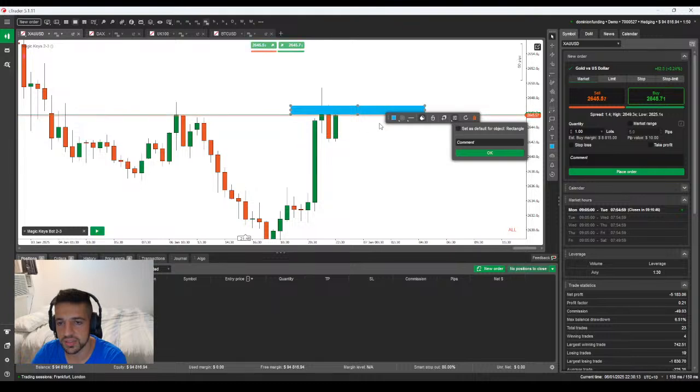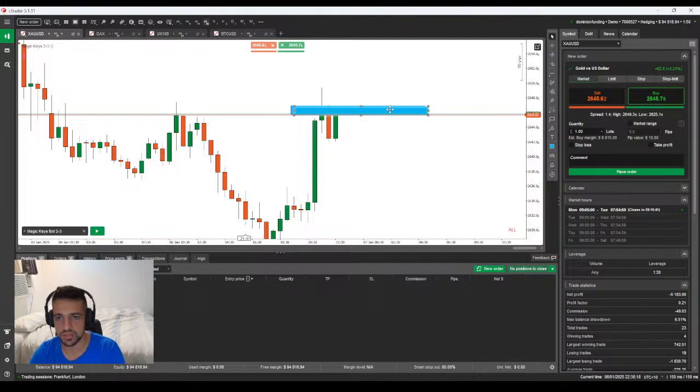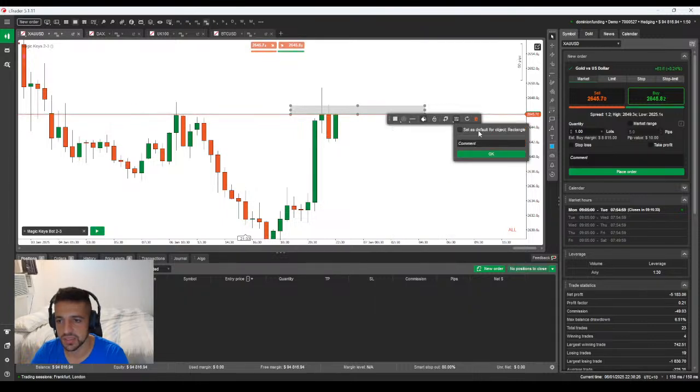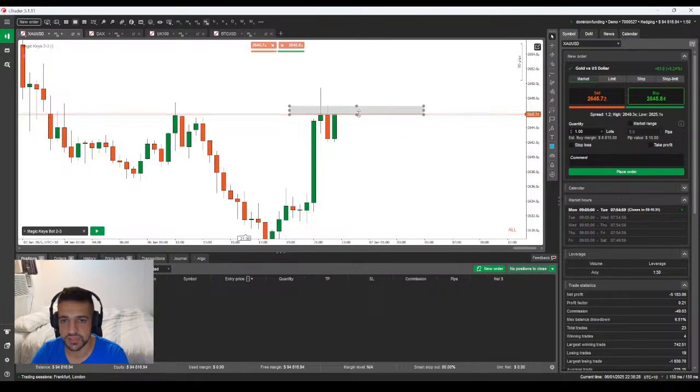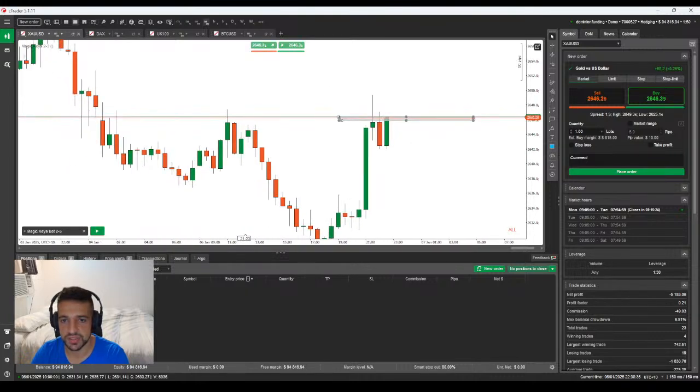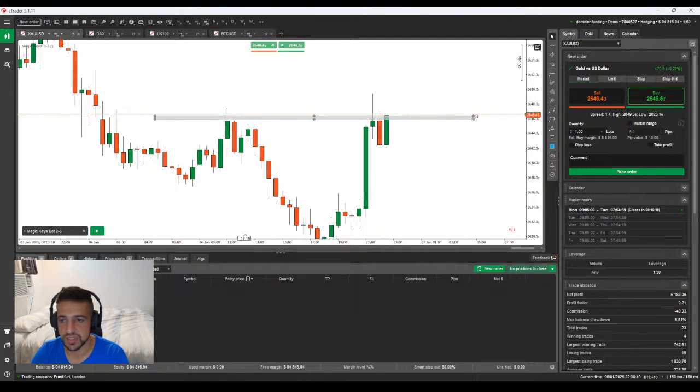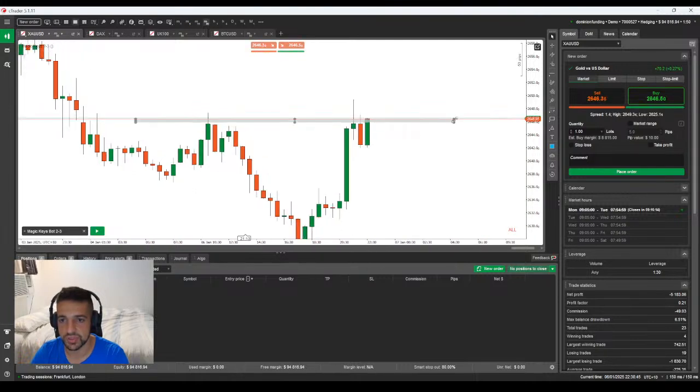Settings. No. Damn it. Go away. That one. Settings. Set as default for object. Perfect. Okay, now you are a resistance. This resistance has been formed. Make you a little bit bigger. This resistance is also from previous. It's right there. So right now, the break of this resistance off of this support.